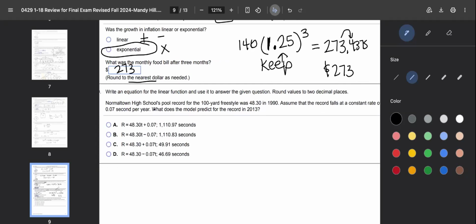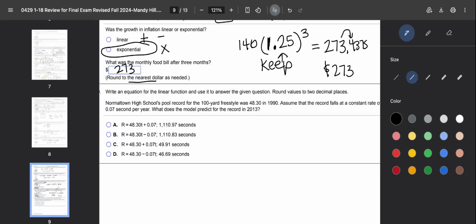Now, this is important because I said when you see rate, think multiplication, but this is not a percentage. This is saying it's going down 0.07 seconds a year. Rate is not actually a percentage. It's used in a different vocabulary. Does that make sense? At a constant rate, it's just constant. It's not saying that it's a percentage. So we are subtracting something to get to the next step.